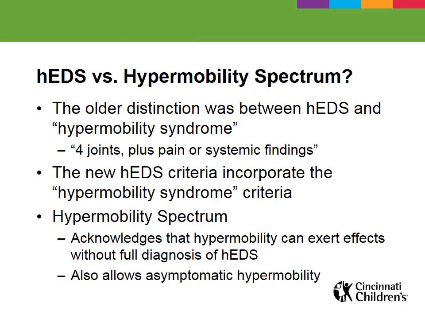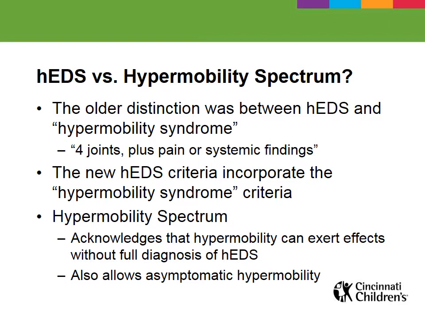However, it was since recognized that hypermobile Ehlers-Danlos syndrome and hypermobility syndrome were really 2 parts of the same diagnostic entity, and it was more or less a matter of time in which a person who was younger, who fulfilled the Ehlers-Danlos criteria, would actually fulfill the hypermobility syndrome criteria as they became older. So now the new hypermobile EDS criteria incorporate that same hypermobility syndrome criteria within it.